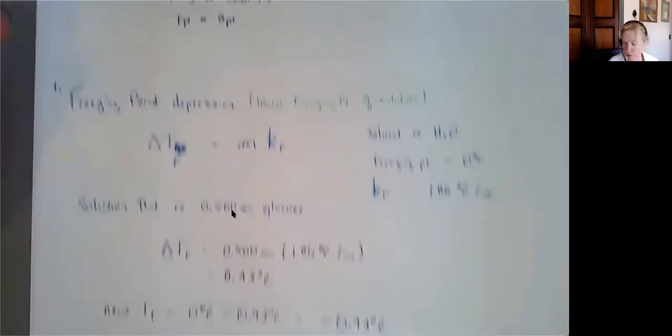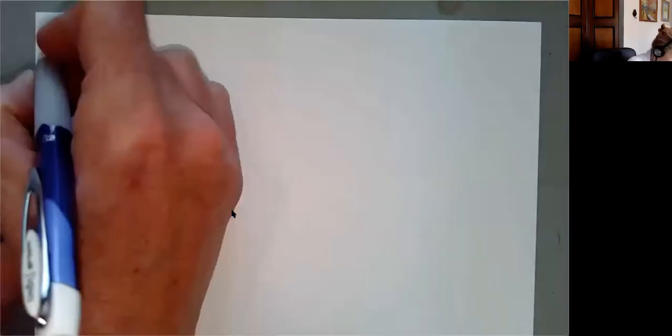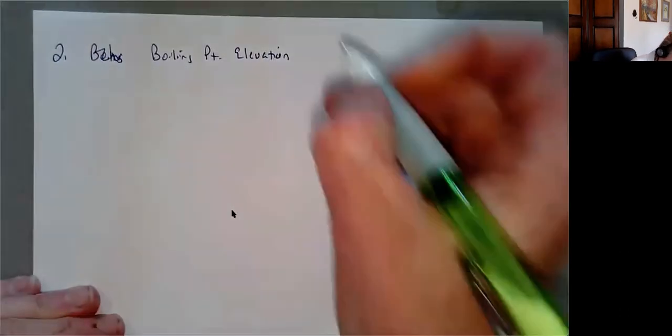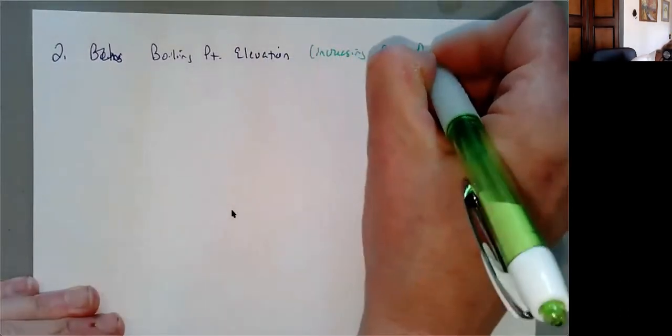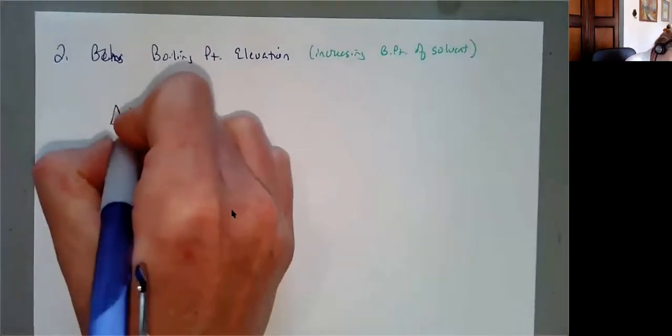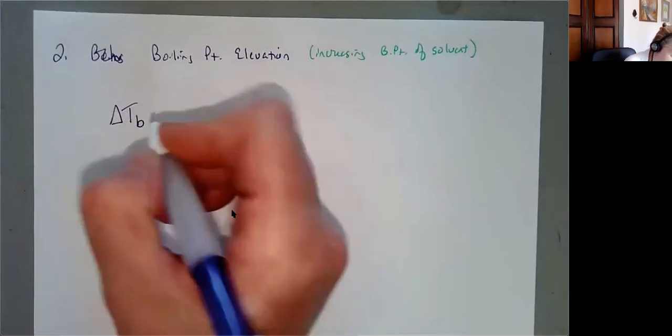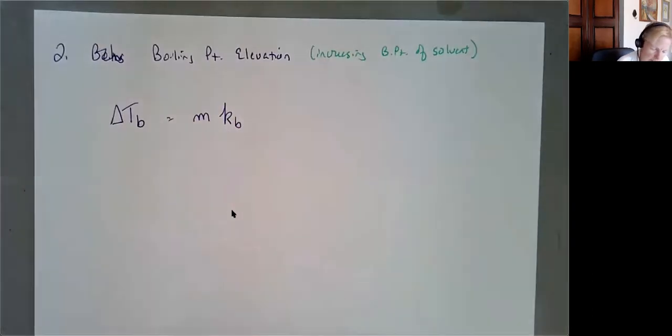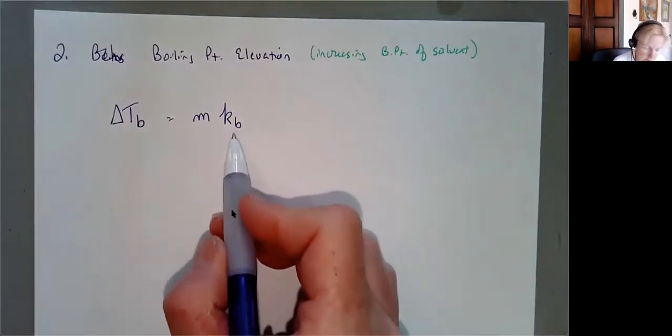Now I'm going to look at boiling point. And boiling point is going to look very similar. The only thing that's going to change is now I'm increasing the boiling point. So I'm adding to the boiling point of my solvent. And my constant is going to change. Boiling point elevation. So I'm increasing the boiling point of the solvent. That equation looks like this. Maybe we'll give this a B. Molality times that constant, but now that constant is going to be different because it's associated with the boiling point.